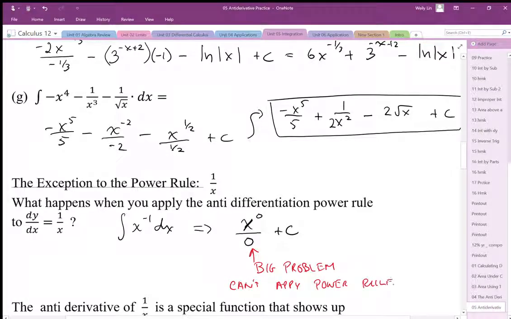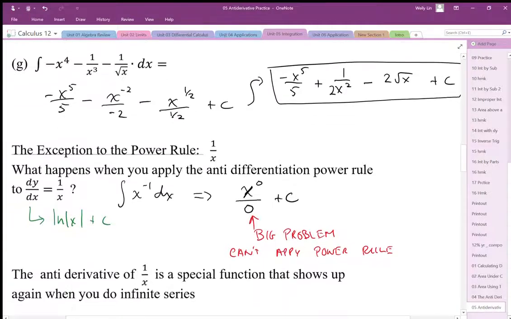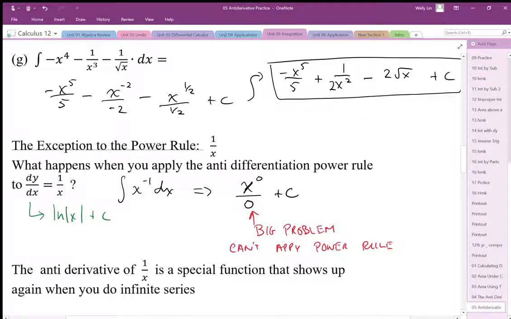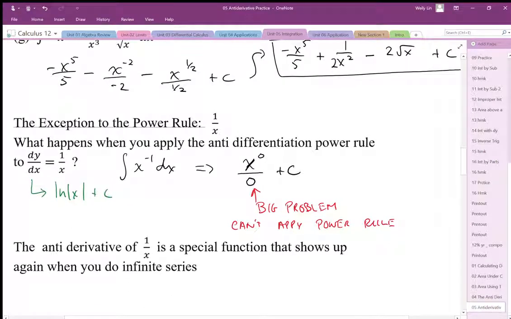Good thing for us, there is a place for 1 over x, and the 1 over x does anti-differentiate into log x. Okay, so there is a place for it, but it doesn't fit with all the other powers. It's a little bit special that way. It's a little bit different. We're going to see that it is kind of a special function. It does show up in infinite series when we get to that later on. You may or may not get to that, but it is very special. The 1 over x is a special thing that we have to be considerate of.